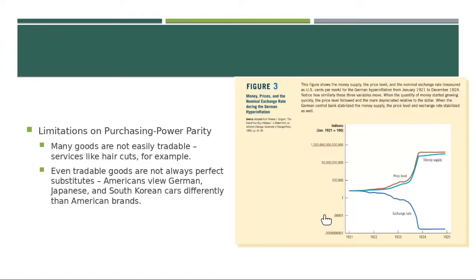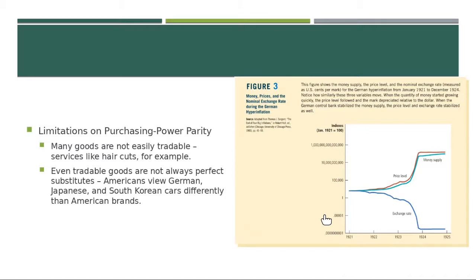Now, there are some limitations on purchasing power parity. Many goods are not easily tradable. Services like haircuts, for example. So there's a fascinating little discussion, right, that Norway is the home of the $100 haircut. Why? Well, because there's a lot of things that factor in the fact that you can't just send an American barber to do a haircut in Norway.